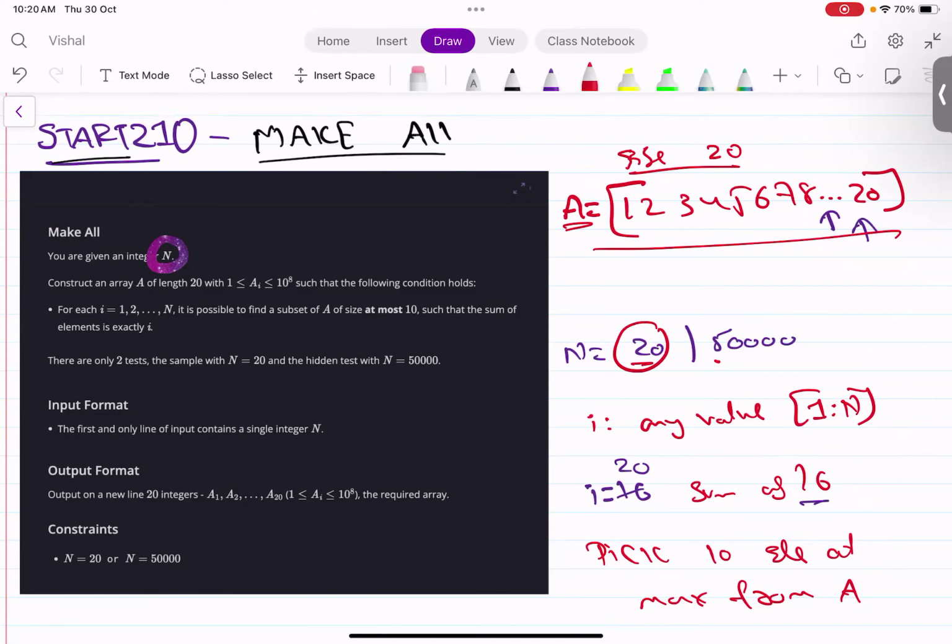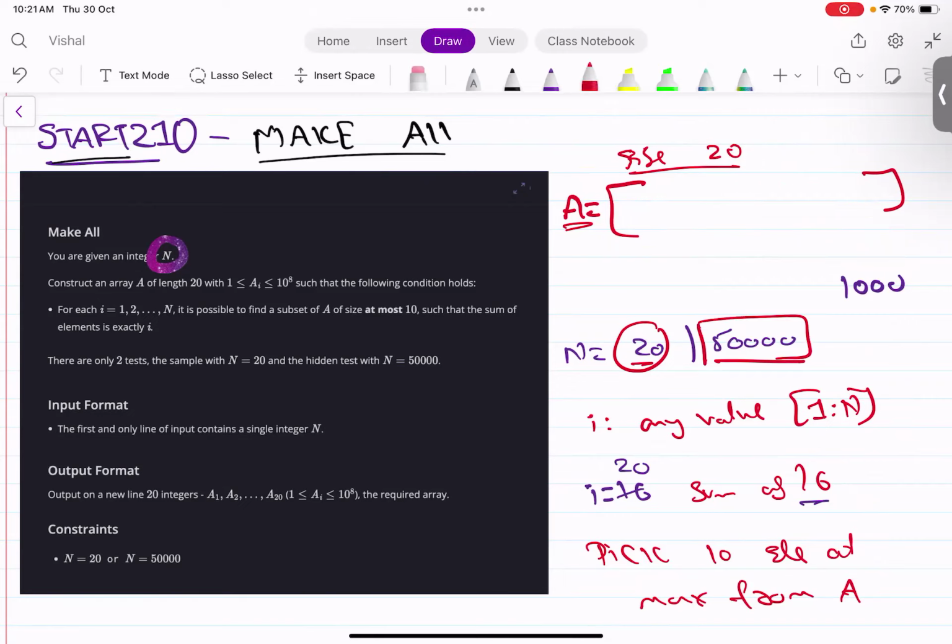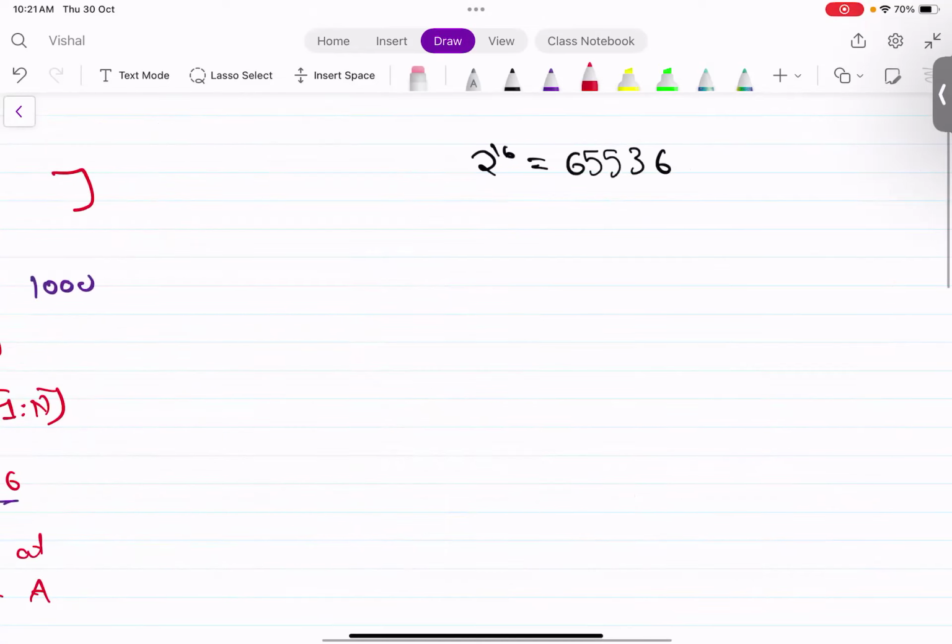But if n is 50,000, you cannot generate a value of 1,000 as a sum using these values because the values are very small here. So the question is, we have to generate this array such that we can achieve a sum of any value for any I between 1 to 20 and between 1 to 50,000 also. Now the question boils down for us. We'll come to this part.